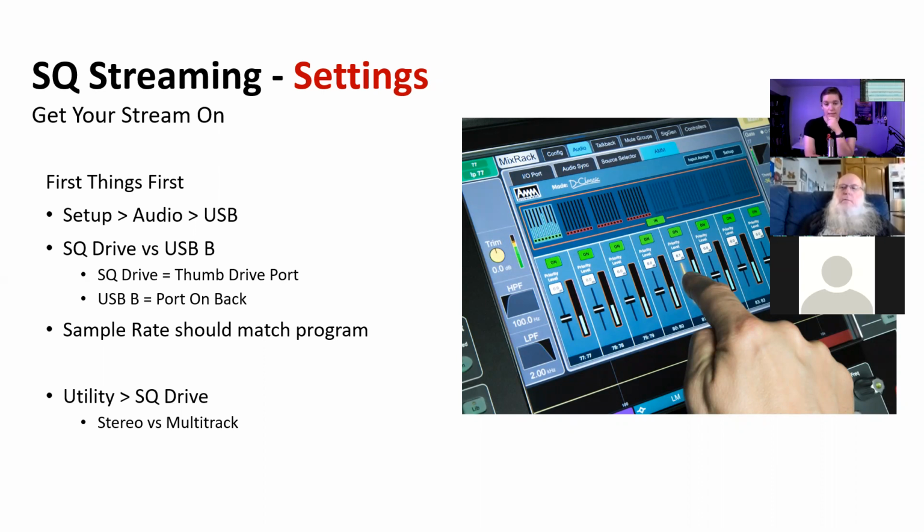The other key point on this slide is that if you want to go to Utility and SQ Drive, I'll hop back over there. Go over there: Utility, SQ Drive. I already got this stuff selected for myself. We can change, and this is SQ Drive. So this is going to be the thumb drive on the top of the console.